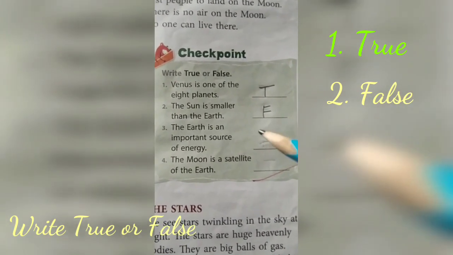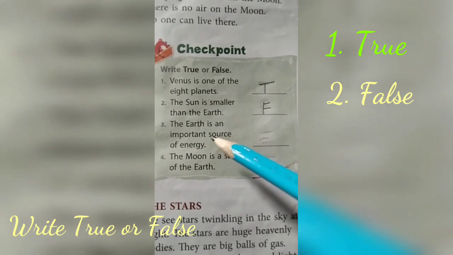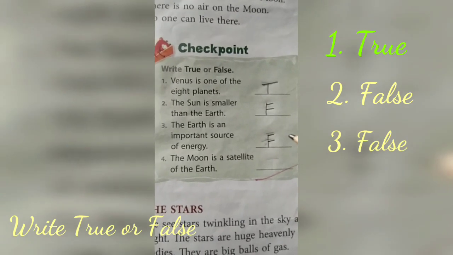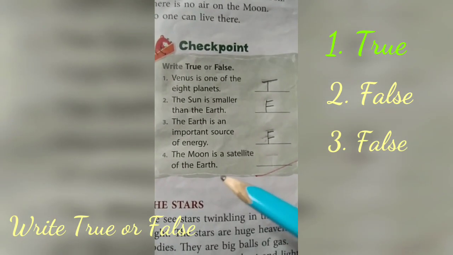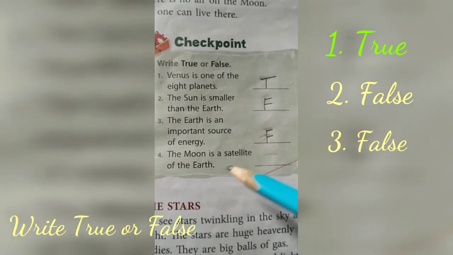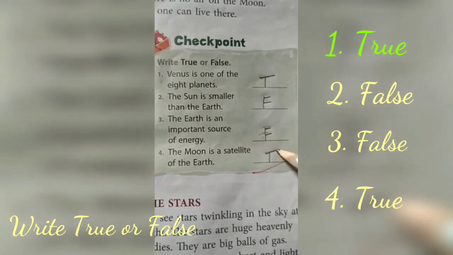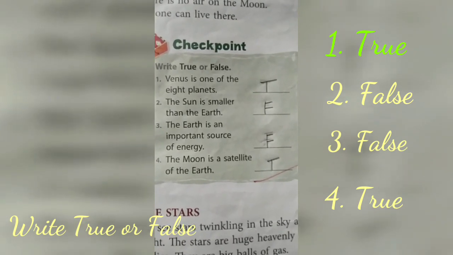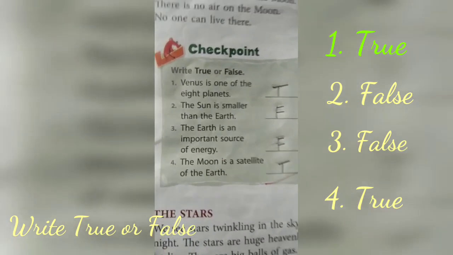It's bigger. Okay. Number 3, the earth is an important source of energy. No, sun is an important source of energy, not the earth. Okay. Number 4, the moon is a satellite of the earth. True. Clear? So number 1 is true, number 2 false, number 3 false, number 4 true.